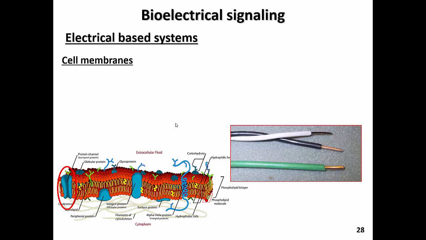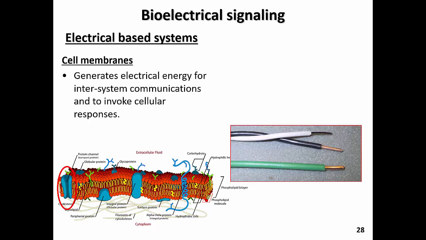But in terms of biological electrical based systems, the fundamental component of cells are cell membranes. And the cell membranes are those that generate electrical energy for communication. So, in between different systems, such as the nervous system and the skeletal muscle system, the electrical energy generated by cell membranes is responsible for producing these communications.